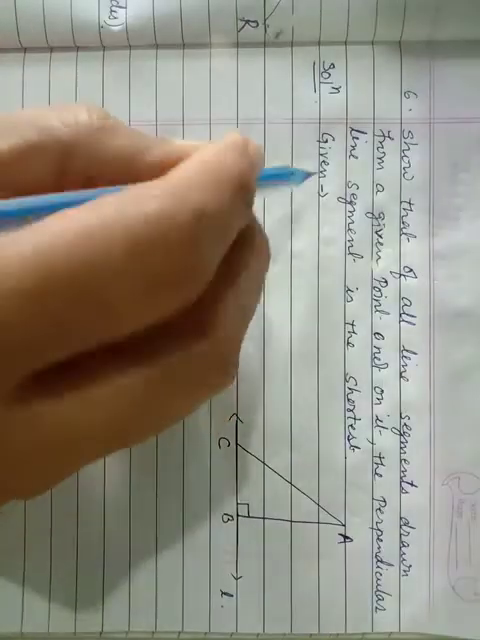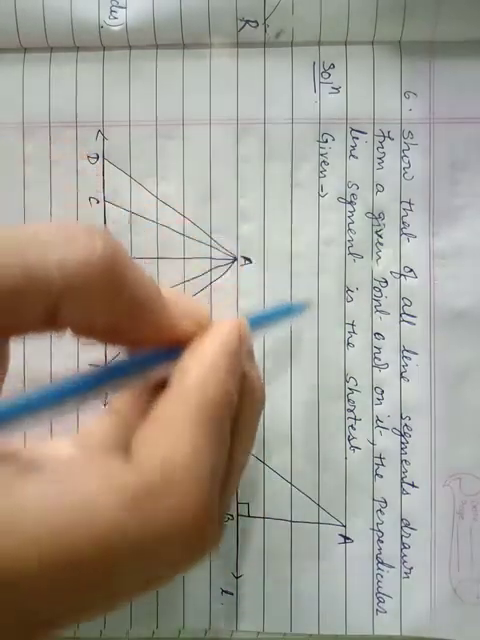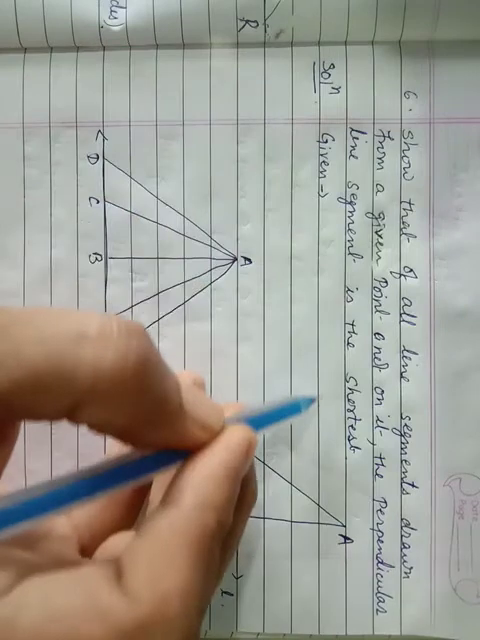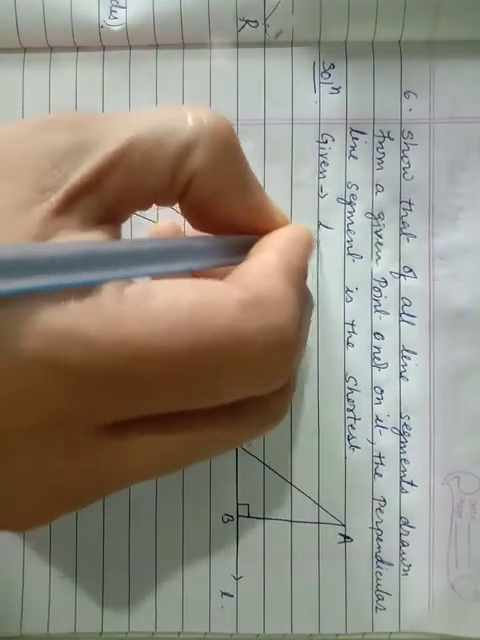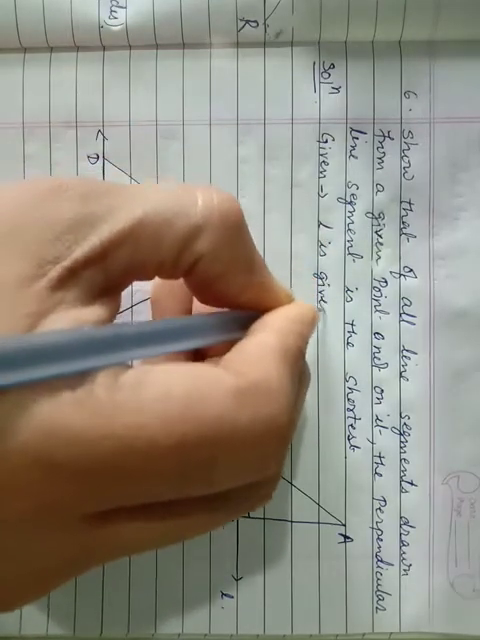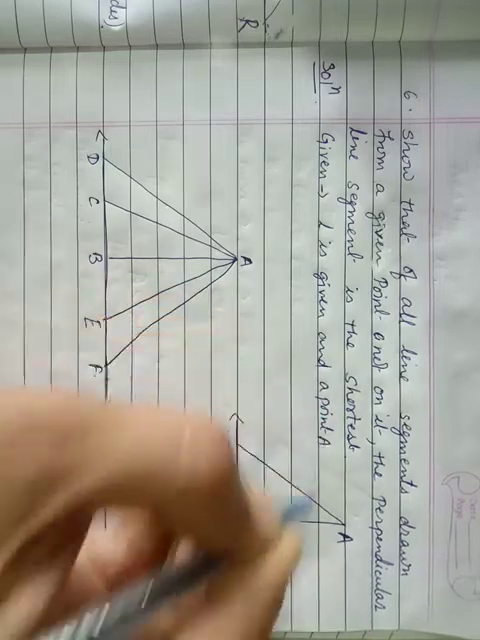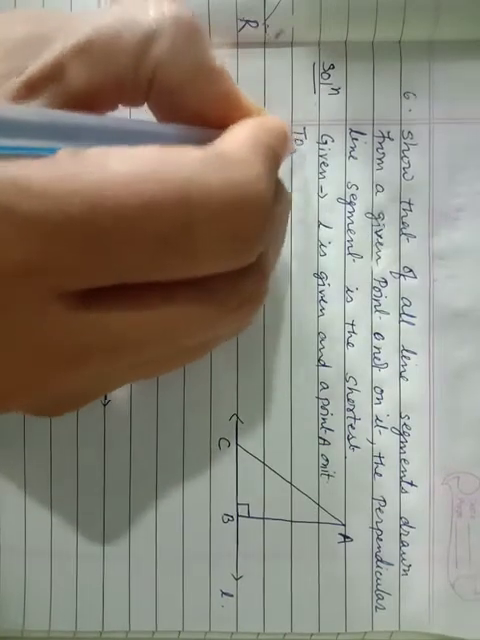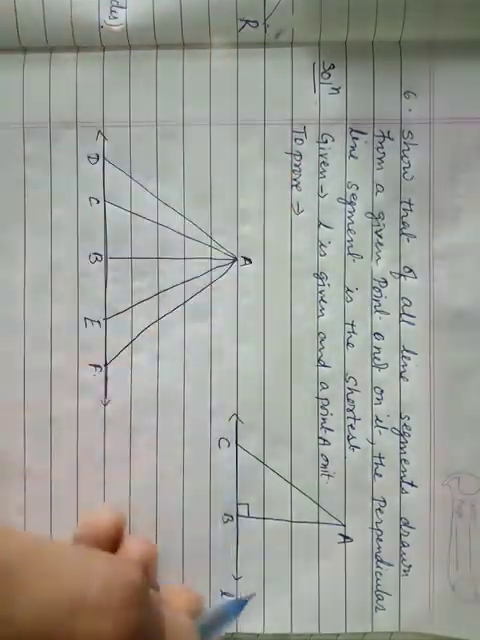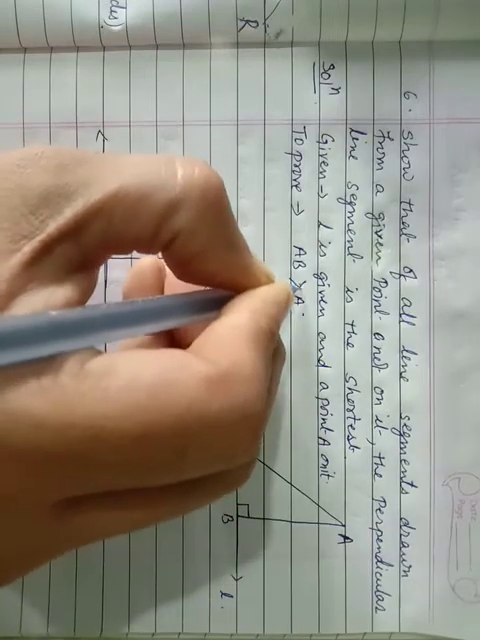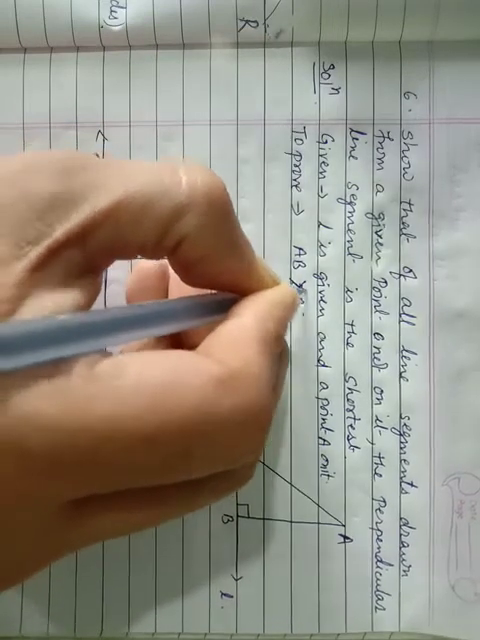Number 6. Show that of all line segments drawn from a given point not on a line, the perpendicular line segment is the shortest. Means a line L is given and a point A not on it. Okay, we have to prove that AB is smaller than AC.